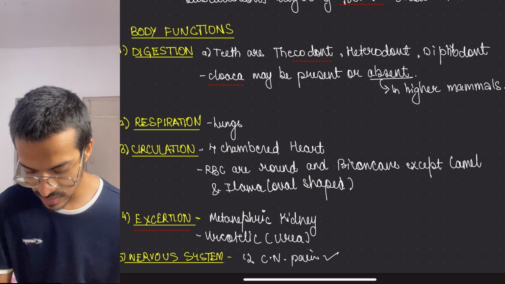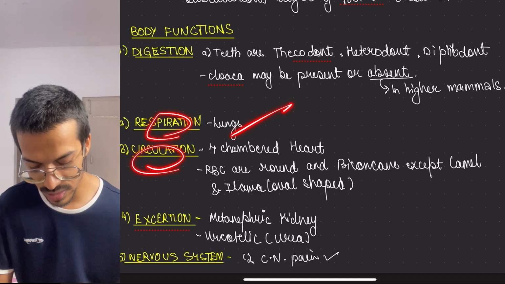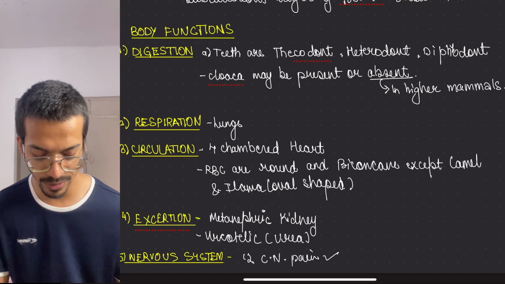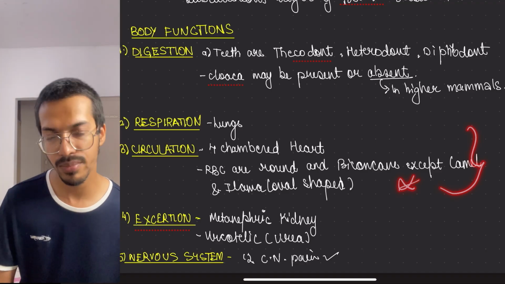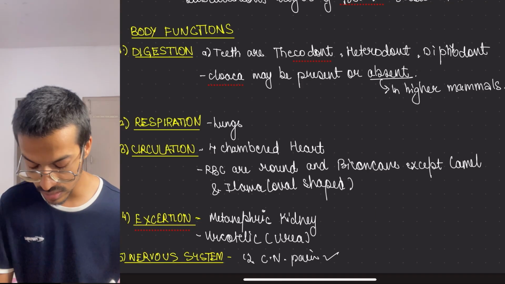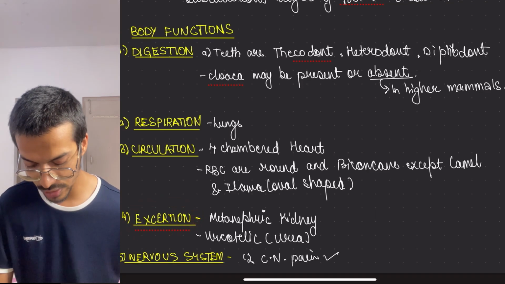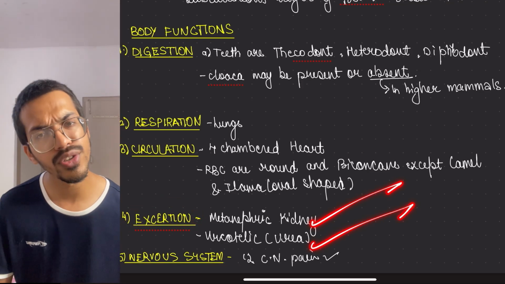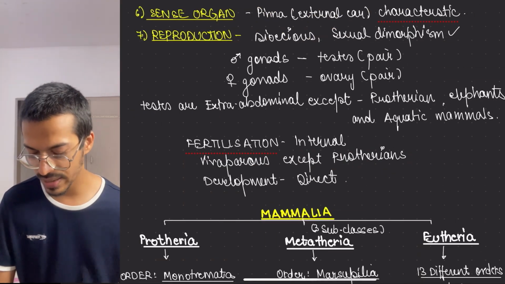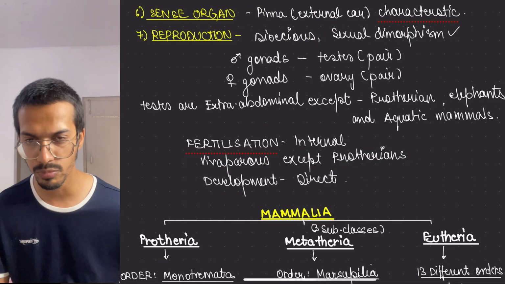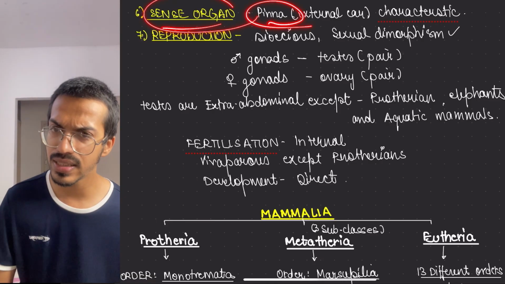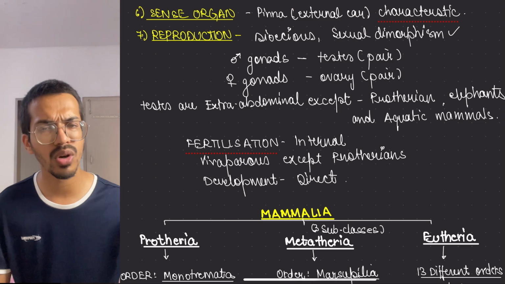Respiration is by the lungs. Circulation is by a 4-chambered heart. RBC is round, biconcave, except camel and llama, which you have to remember. The llama has oval shape, but non-nucleated. Okay. Then excretion is by metanephric kidney. Ureotelic animals are there. Nervous system, 12 pairs of cranial nerves, brain, everything is there. You know that, you see yourself and put all the pointers over here. Sense organs, pinna, external ear is present in their cases. Rest, eye, mouth, all those things are there.